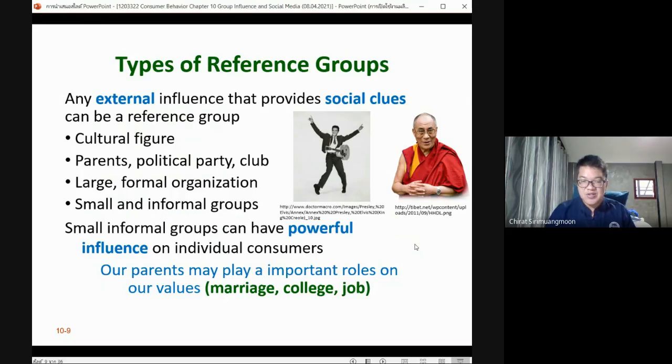Then our parents may play important roles in our life, in our values. That is very correct, especially for Eastern culture, because your mom, your dad, the people around you are going to have some influence in terms of decisions on marriage, college, and job. Like if you ask Thai students, what is a job that your parents want you to be? Mostly it's going to be doctors or engineers or maybe a job where you can have more money. So in this case, this is how your parents influence you. So this is an example of a reference group.